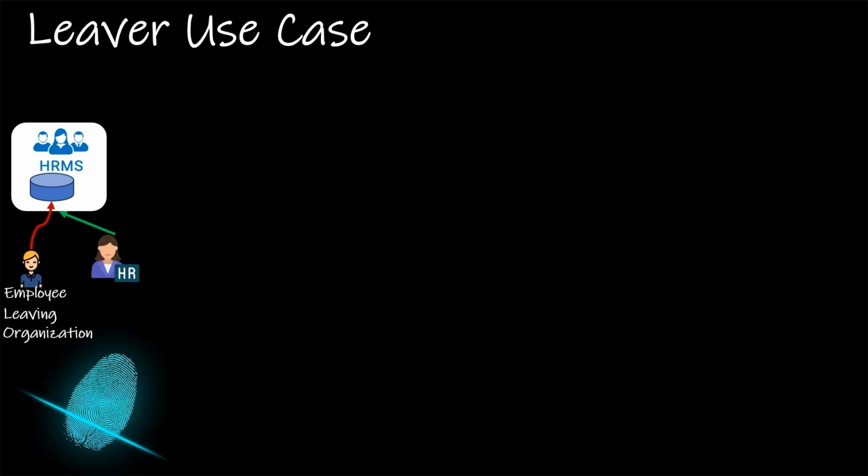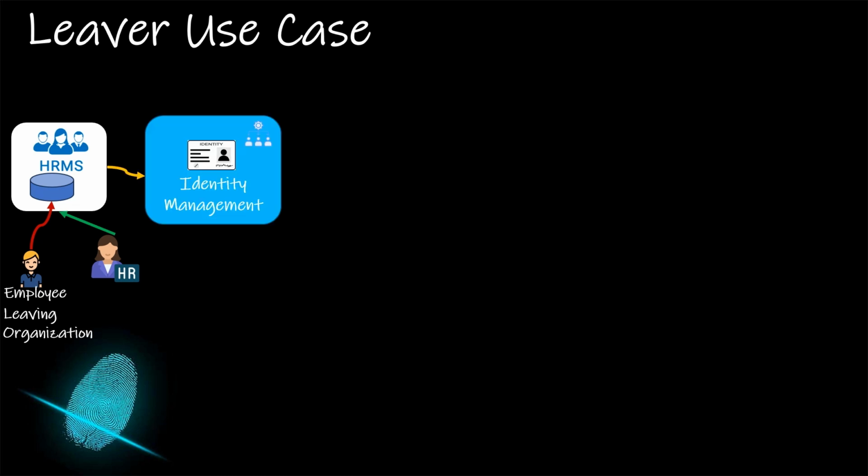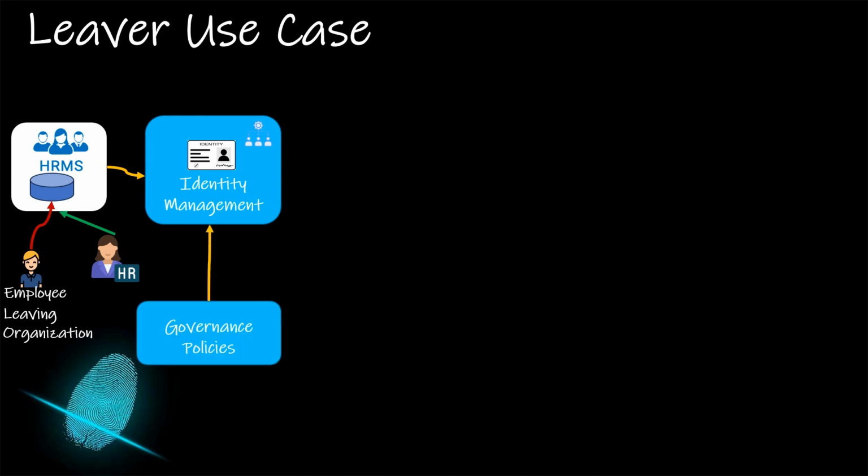The third important HR process is leaver. Once an employee leaves the organization, all his access must be revoked, his identity must be deleted or marked as inactive. For audit and compliance purpose, his identity can be archived. HR admin will mark the employee as inactive. Using HR connector, the updated identity record is picked by the identity management system.